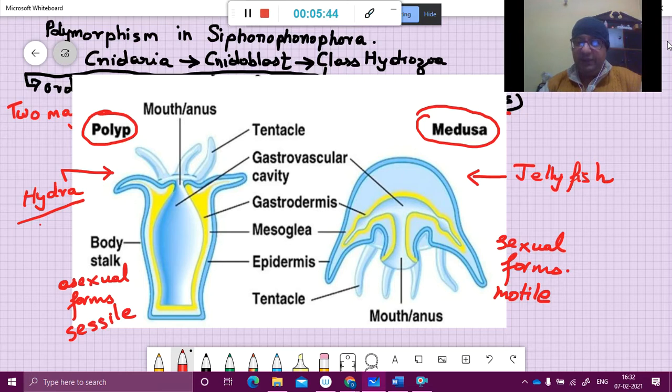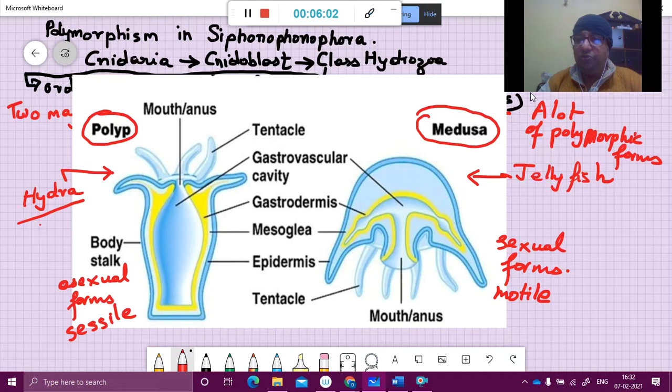Among these, Siphonophores show a lot of polymorphic forms. But the two basic forms and variations of all the forms are essentially variations.